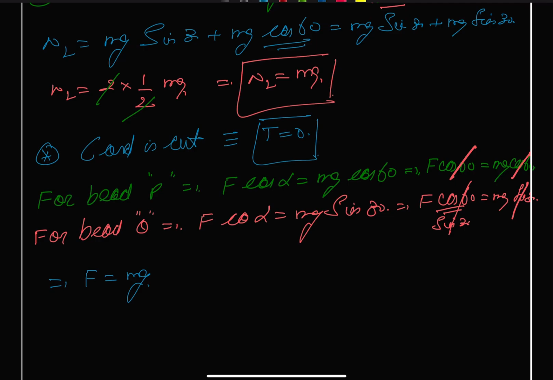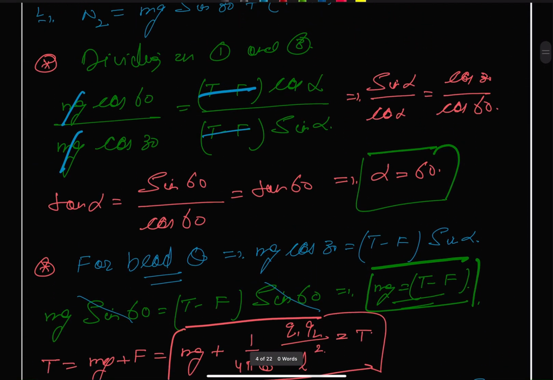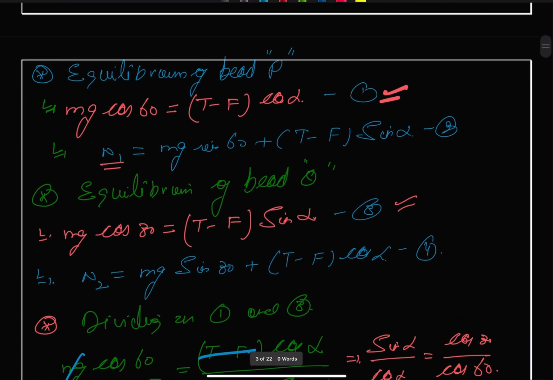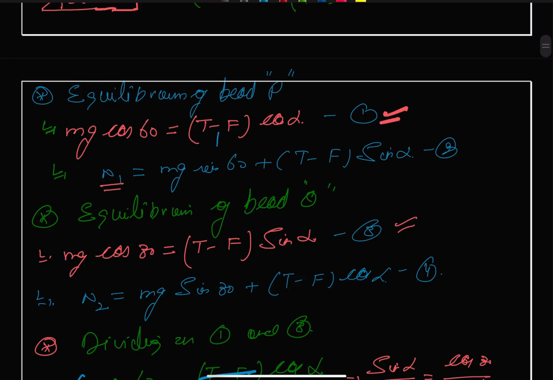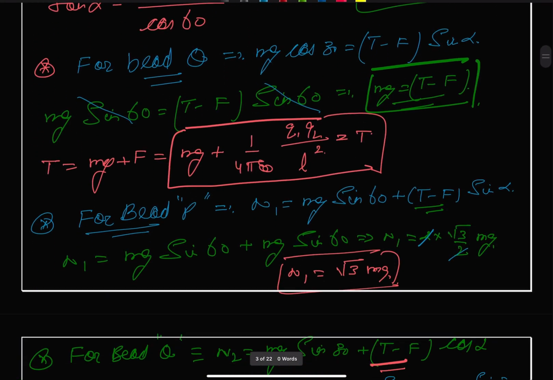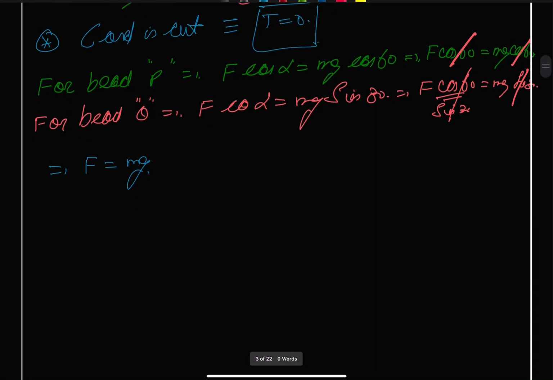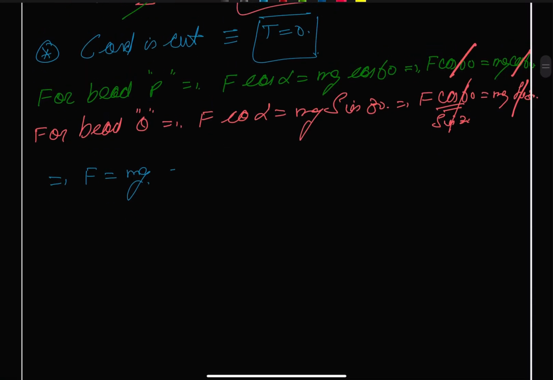And there will be a negative sign, but we are only interested in magnitude. If we put tension equals 0, there is also a negative sign in equation 1 as well as in equation 3. But considering only magnitude, we get F is equal to mg, and from here we get 1 upon 4 pi epsilon naught q1 q2 over L square is equal to mg.